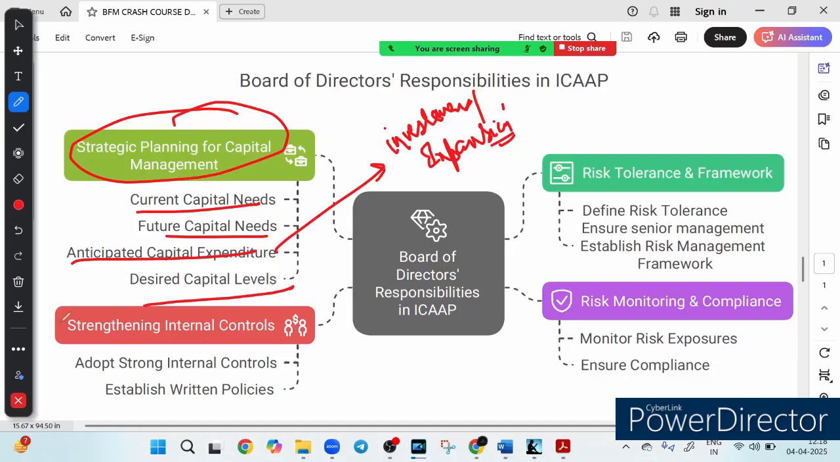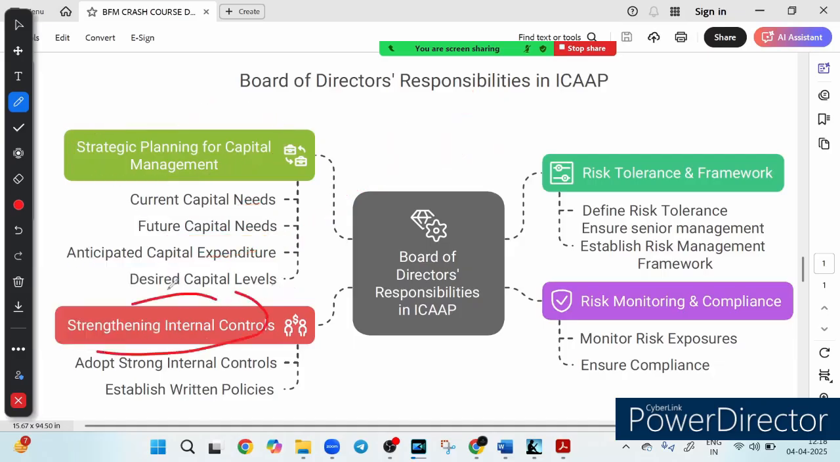The next point we have is strengthening the internal control. What does it mean? So robust internal control are the backbone of risk management. Internal control is very, very important. So the board must implement a stronger internal control. That means prevent fraud, prevent the operational risk, establish some written policy, which set clear guideline for compliance and governance.